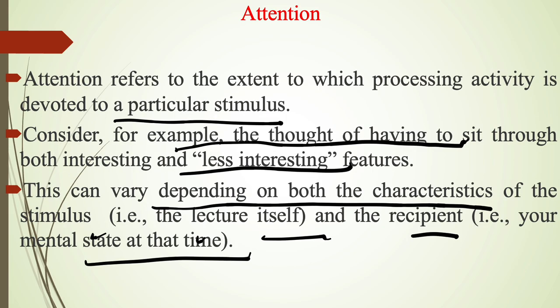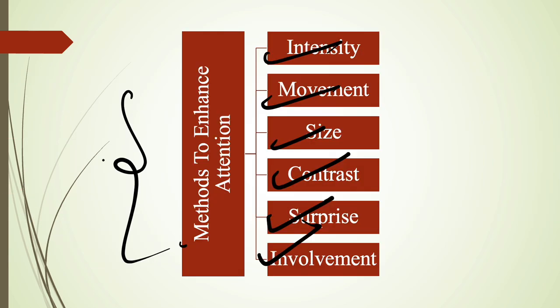Second is attention. Attention refers to the extent to which processing activity is devoted to a particular stimulus, when the customer is attentive to a particular ad or event or product or service or link, etc. There are various methods to enhance attention, which are intensity, movement, size, contrast, surprise, involvement. And the last stage is comprehension or interpretation.